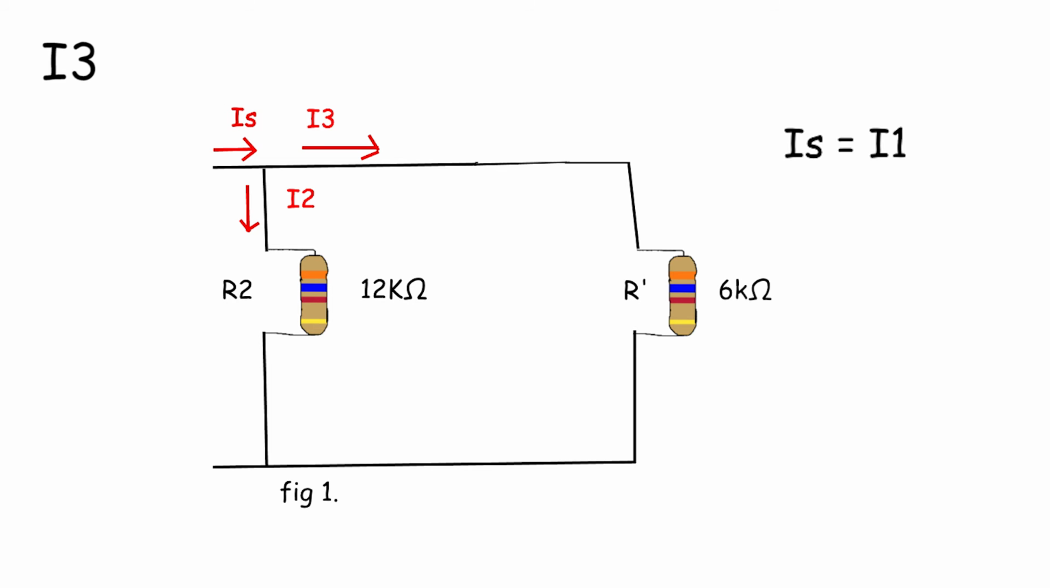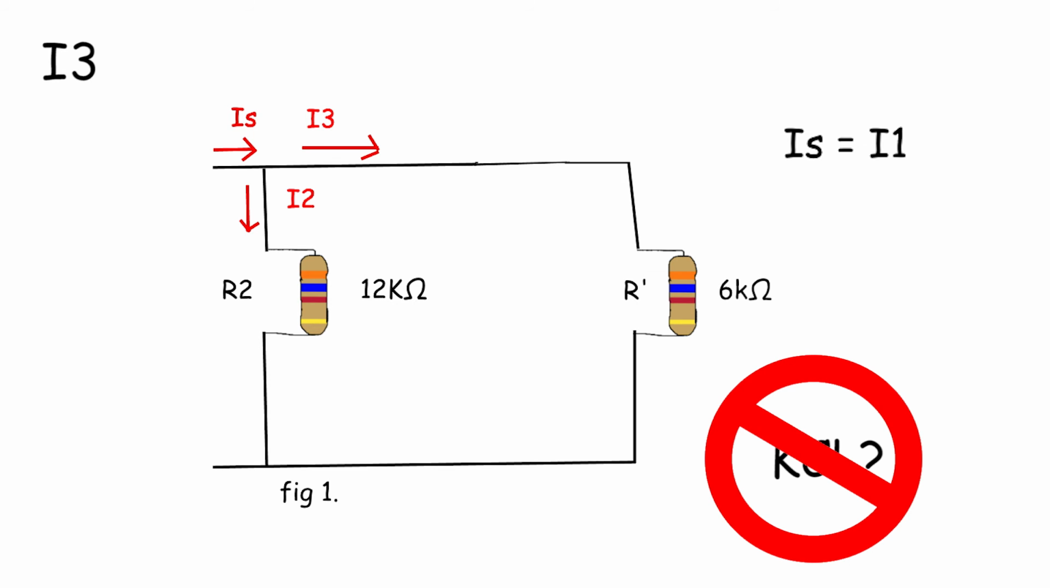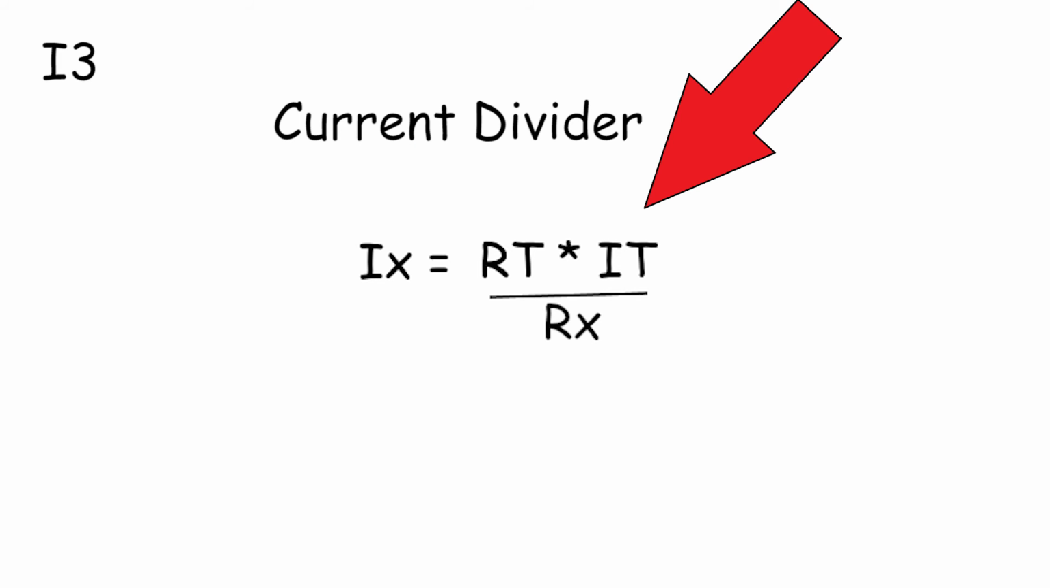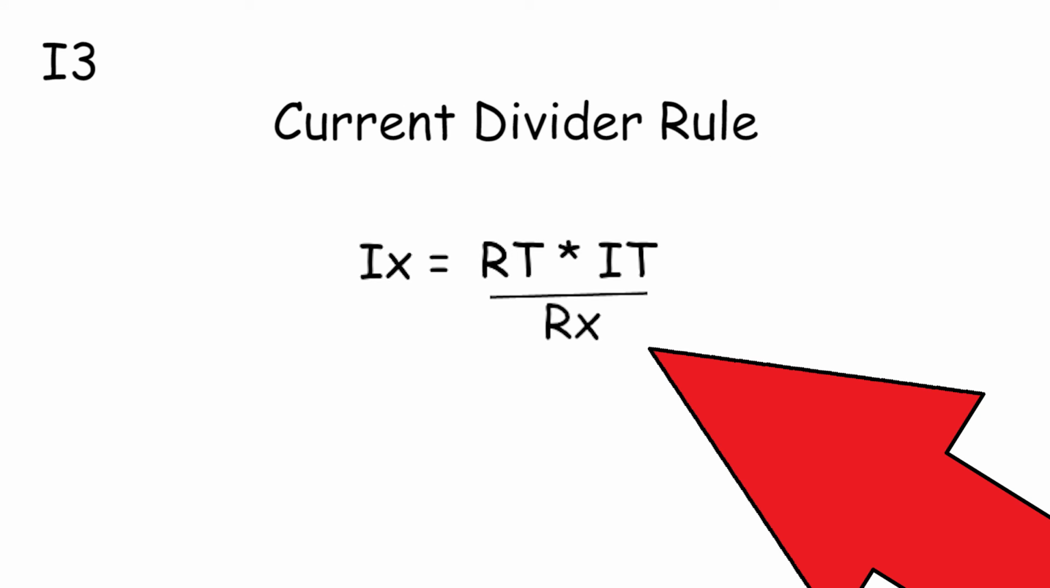Now you could do KCL, but in this case, it'll take too much effort. A great tool to use is the current divider rule. Now the formula of the circuit is set out like this. And it's tempting to say that you just multiply the total resistance of the circuit and the total current of the circuit and divide by the resistor of the current branch you want, and you'll be on your merry way.